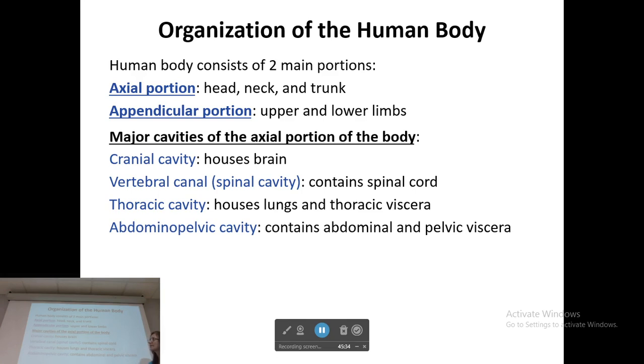Okay, we also have cavities within the body. So the body cavity is going to be a space inside of the body where you find organs. So you have a space here in your skull, the cranial cavity. What organ are you going to have in the cranial cavity? Brain. The brain, right. In the thoracic cavity, in the chest, you have organs in there. What do you have in the thoracic cavity? The heart and the lungs.